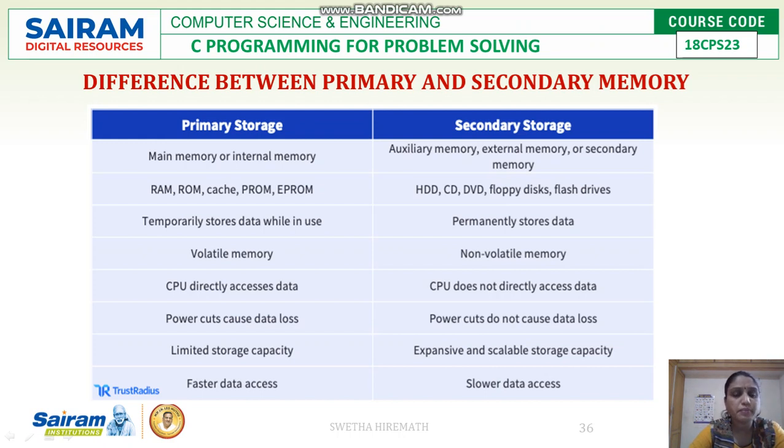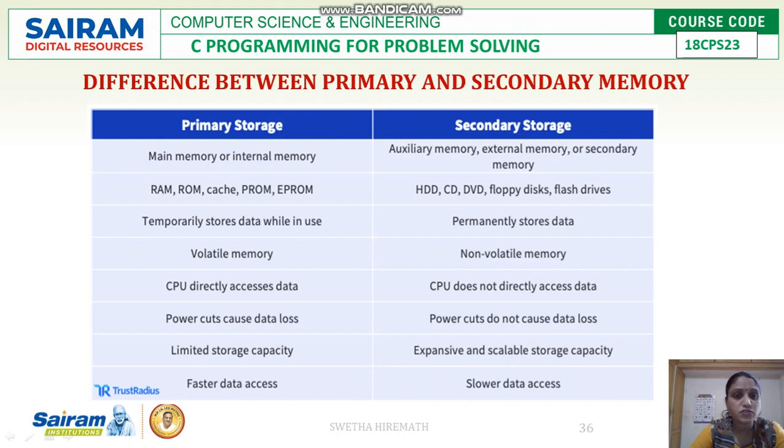Primary storage temporarily stores the data, whereas secondary storage permanently stores the data. Primary storage is volatile memory. Secondary storage is non-volatile memory. In primary storage, the CPU directly accesses the data, whereas in secondary storage, the CPU does not directly access the data. In primary storage, power cuts may cause data loss, but power cuts will not affect the data in secondary storage.